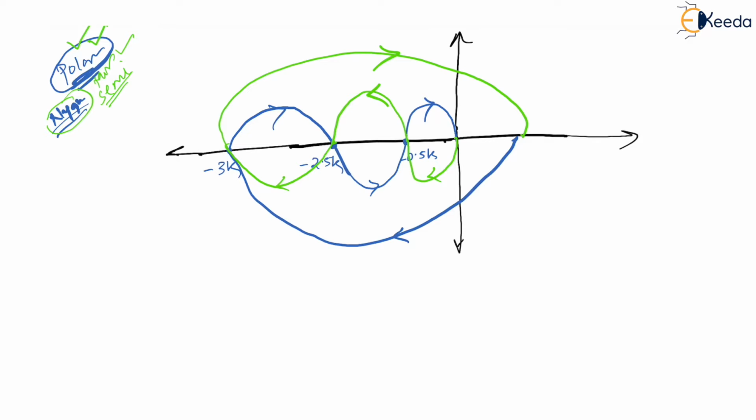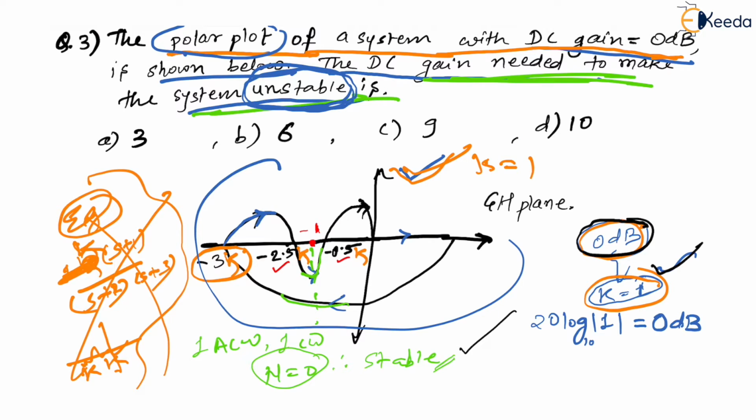Are there any semicircles? No. Why? Because this plot is already continuous, completed and closed. If you see, it is closed here. Started here, closed here. Right. Now, I am interested in the value of k for which the system is unstable.